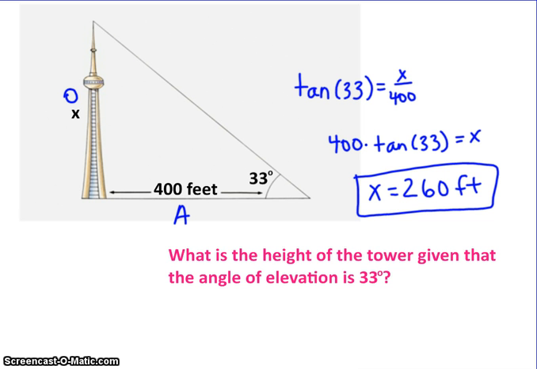So you are farther away. If that tower were to fall over on top of you, you are standing far enough away that if that tower fell, you would not be anywhere near it. Because the tower is only 260 feet tall and you are 400 feet away.